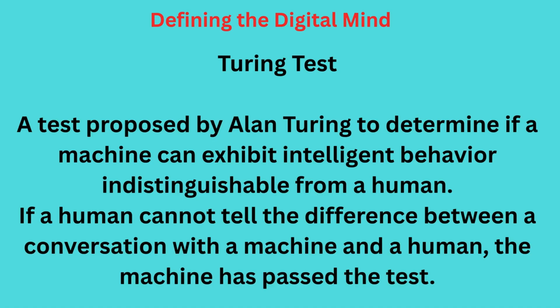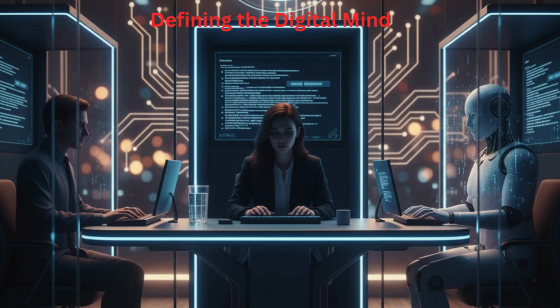This slide introduces the Turing test, a fundamental concept in the history of AI. It correctly identifies the test as a method proposed by Alan Turing to determine if a machine can demonstrate intelligent behavior that is indistinguishable from that of a human. The key idea is that if a human interrogator can't tell whether they are conversing with a machine or another human, the machine can be considered intelligent.